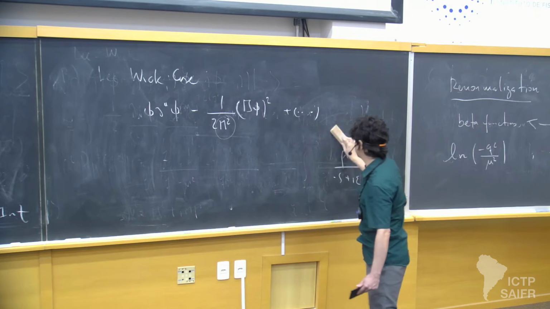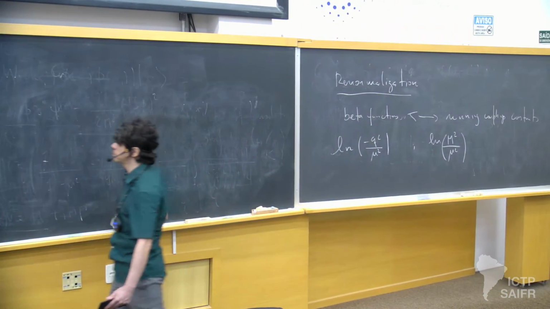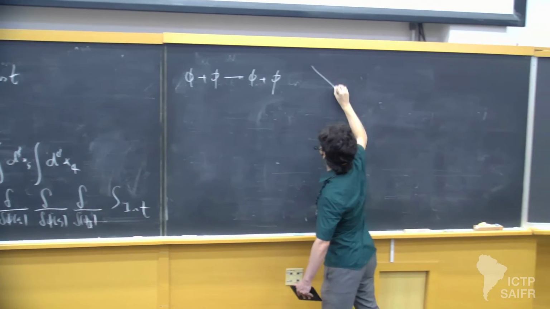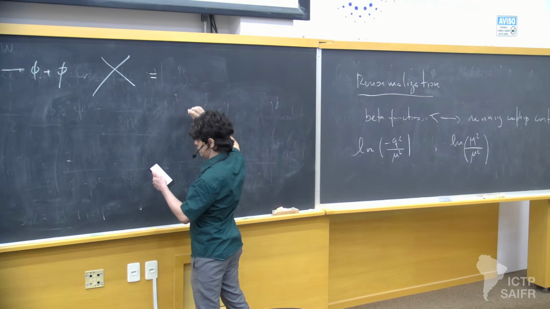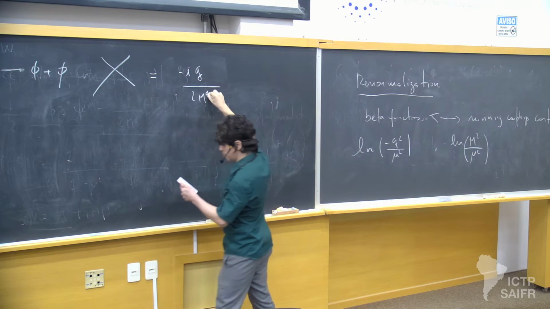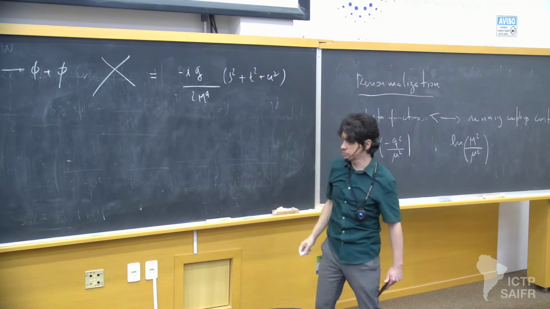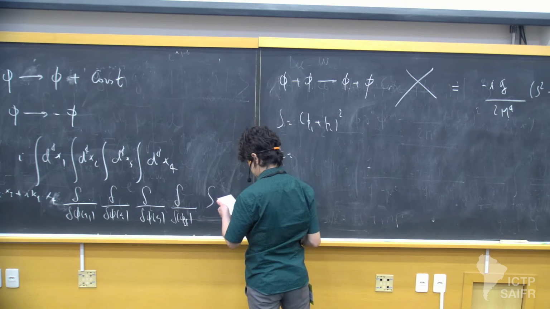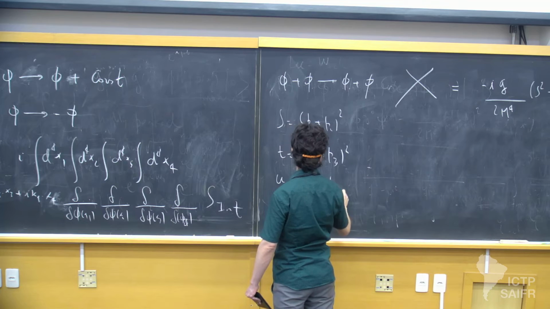And then when you do the calculation, if you want to calculate the scattering amplitude at tree level, so let's say you are calculating this amplitude, phi plus phi going to phi plus phi. So it's just this guy here, right? So this will produce something like this, minus i over 2m to the 4th. Now I'm going to write everything in terms of the Mandelstam variables, s squared plus t squared plus u squared. So s is (p1 plus p2) squared, t is (p1 plus p3) squared, and u is just (p1 plus p4) squared.